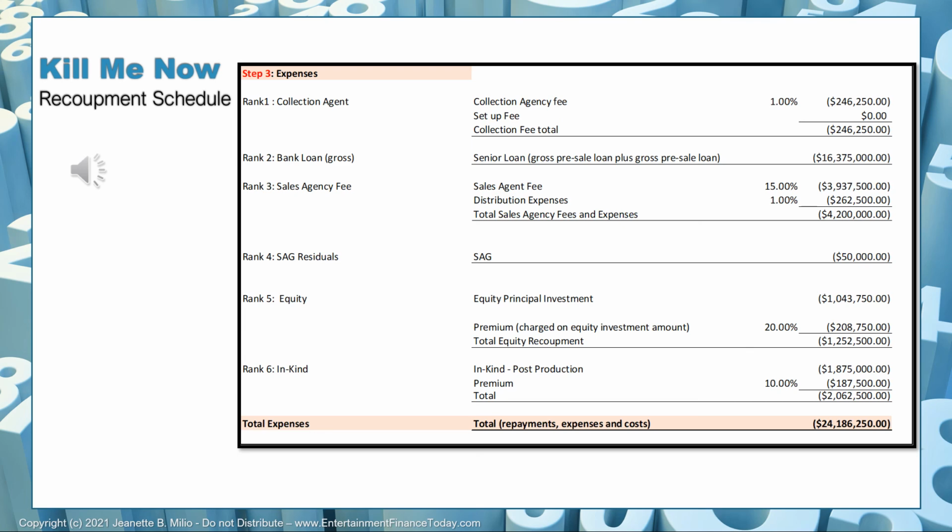So we're now paying the post-production deferment of 1,875,000 plus the 10% premium on that, which totals to 2,062,500. So altogether, our expenses come to 24,186,250.